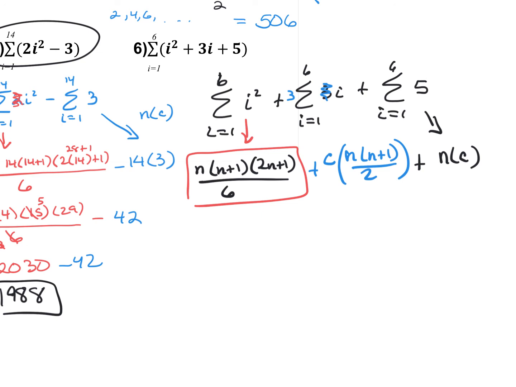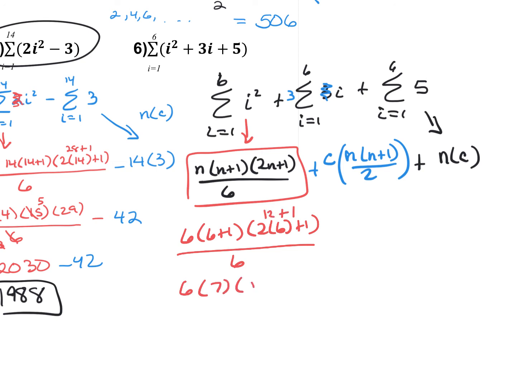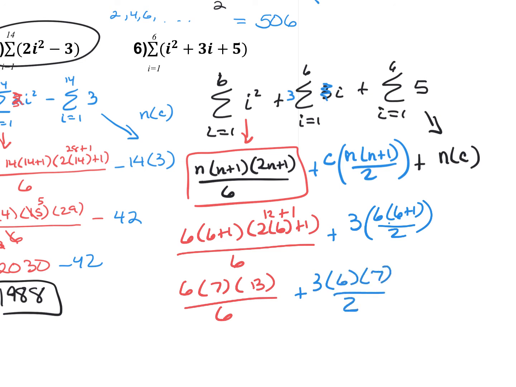So when I do the first one, I'm doing 6 times 6 plus 1, 2 times 6 plus 1, over 6. So 6 times 7, this is 12 plus 1, so this is 13. Then the blue one, the constant is 3, and then 6 times 6 plus 1 over 2. So 3 times 6 times 7 divided by 2. And then the last one, my n is 6, my constant is 5. So that becomes a 30.